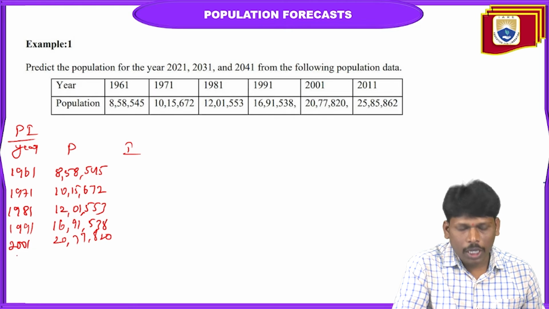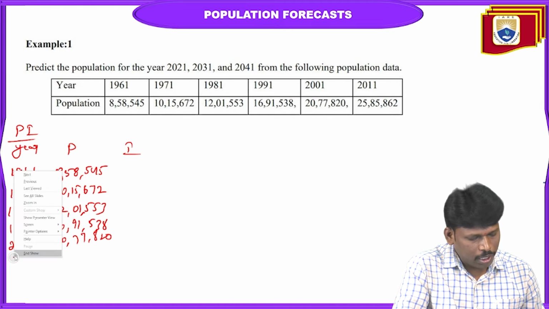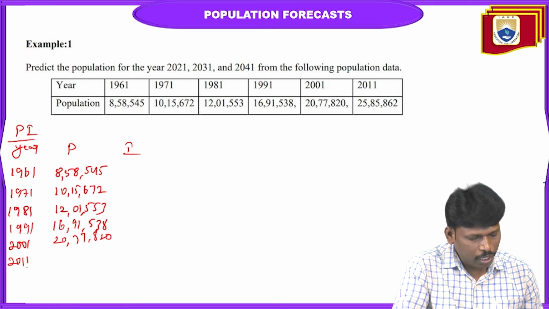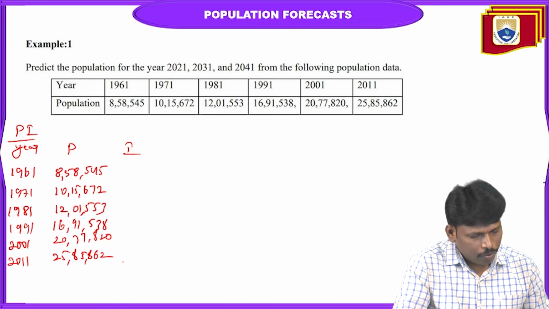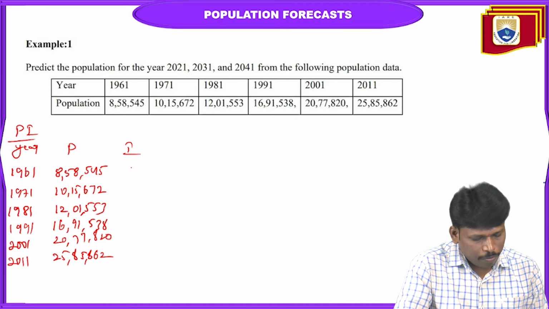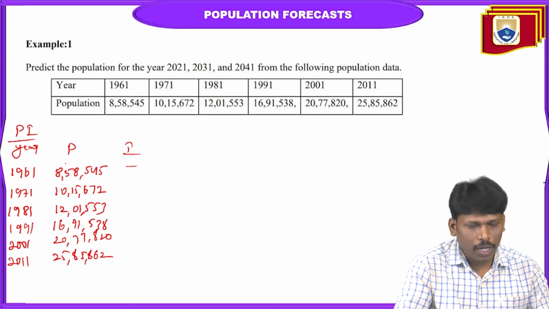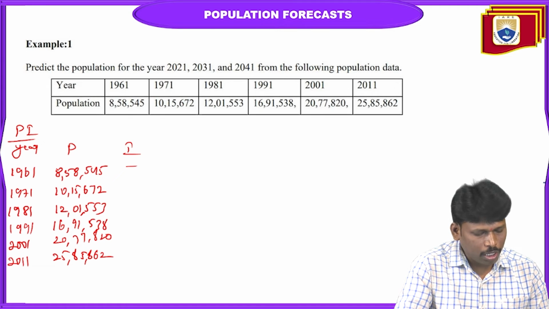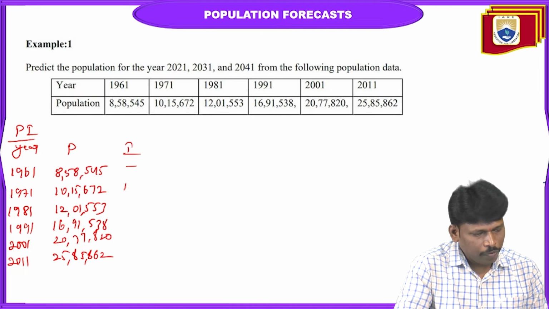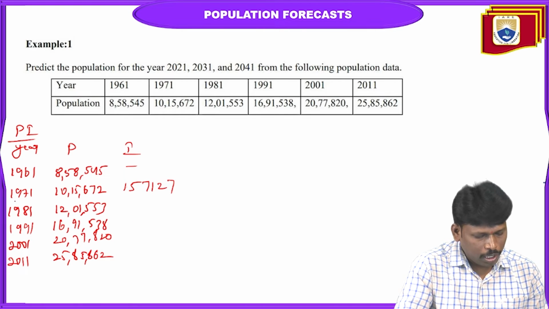Then we need to calculate our increment for each decade. For each decade, the last known data is up to 2011. The increment here: there is no previous value before 1961, so there is no possibility to get the increment. Now the population in 1971 minus the population in 1961 will give the increment here. It is actually 1571.27, the increment from this year to this year.